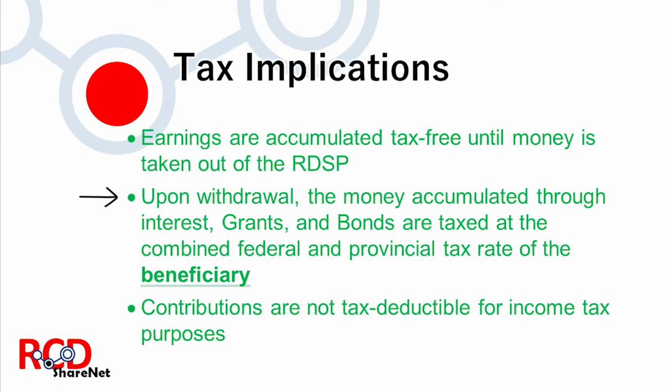And how about the grants and bonds from the government? When you withdraw the money, the grants and the bonds are taxed, so you need to pay tax on this amount. But at that time, they only look at the income tax rate of the beneficiary. So at the age of 60, if the person is not working and has no income, the income tax rate is pretty low, so they may not need to pay a lot of tax on their withdrawal.